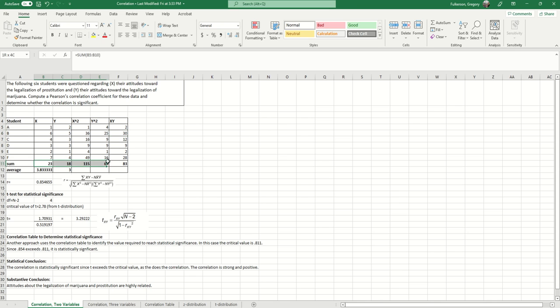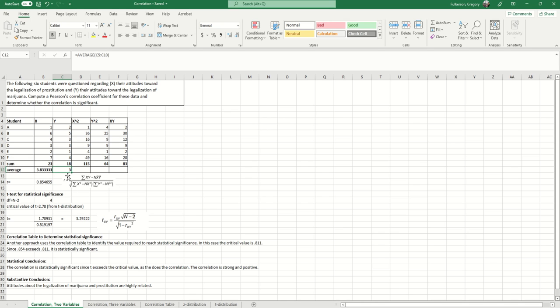Then we take the sum of all these columns, and then we take the averages for x and y. The reason we do that is you can see this formula here calls for the sum of xy. So here's our xy column, and there's our sum, so that's going to be 83. Then we need our sample size, which in this case is 6. 1, 2, 3, 4, 5, 6 students. Then we need our x bar and our y bar. So there's our x and y averages, x bar and y bar, 3.8 and 3.